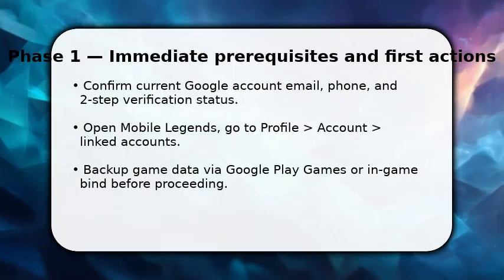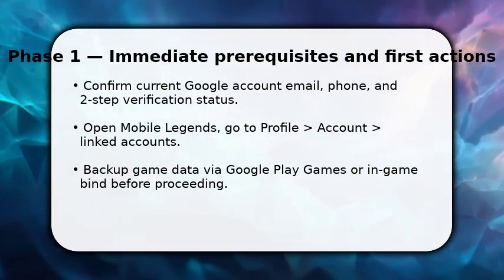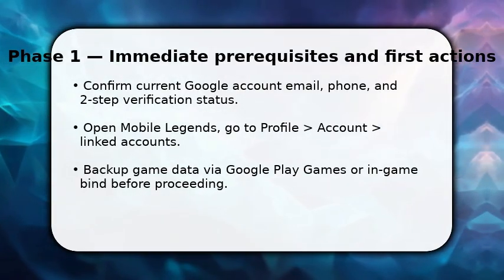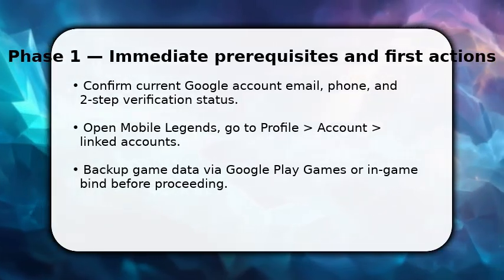You start by confirming the Google account currently linked and making a backup. This prevents data loss. Once done, open Mobile Legends and navigate to Profile, then Account to view linked services.